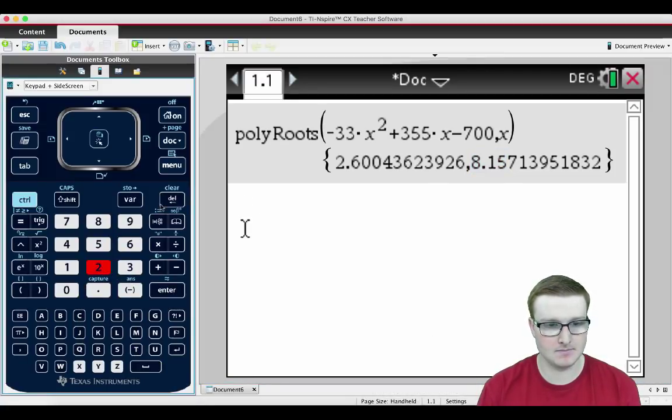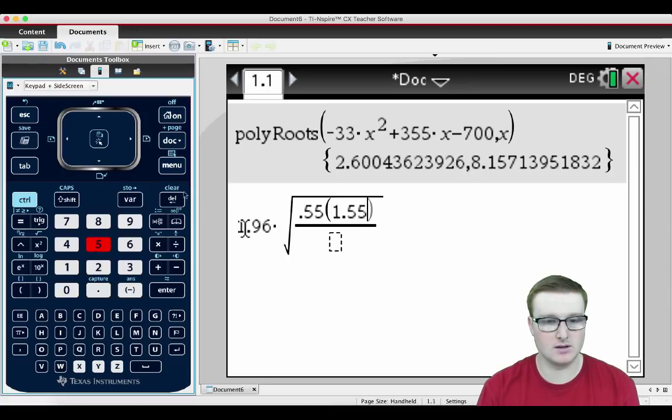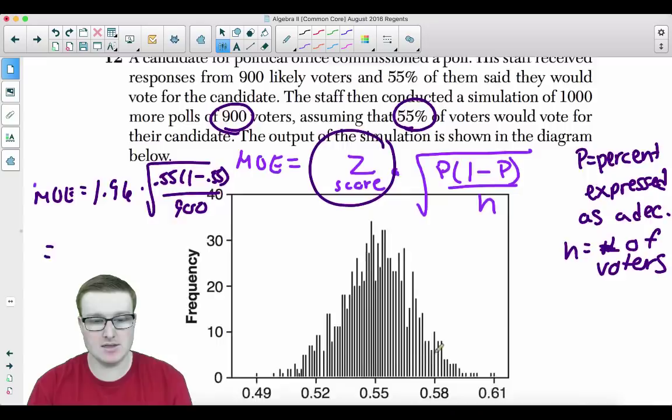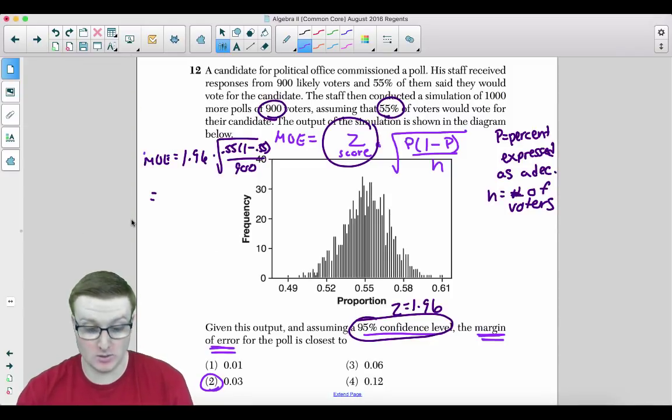So, let's see. 1.96 times the square root, control division, 0.55 times 1 minus 0.55. Divided by 900 people. Your answer is 0.03. That answer is choice 2. And you are done with that question.